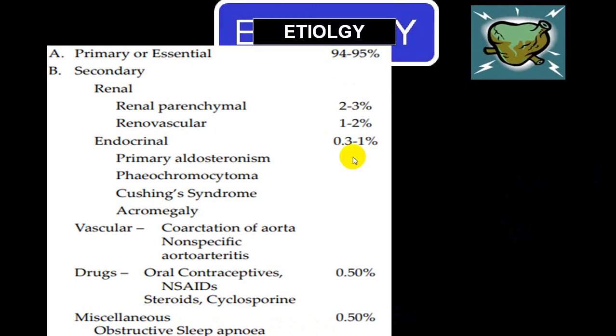But they are accounting for only 5%. And out of that 5%, 90% is renal, and another big group is endocrine. So renal and endocrine account for almost 95%, or we can call it 99%, of the secondary groups. The rest is vascular, drugs, and miscellaneous group.